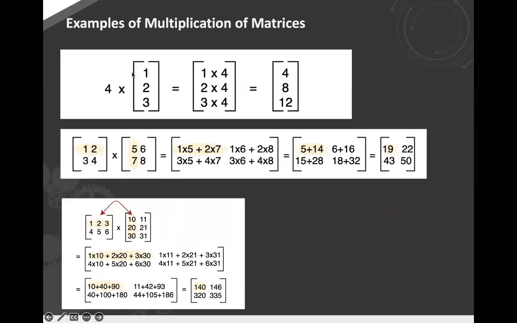Here are some examples. So we have 4 times 1, 2, 3, you do 1 times 4, 2 times 4, 3 times 4, and you get this. Next we have another 2 by 2. We have the first row being 1 and 2, and the second matrix 5 and 6. What you're going to do is 1 times 5 plus 2 times 7, which is 5 plus 14. These are your results. And the second row is computed the same way.